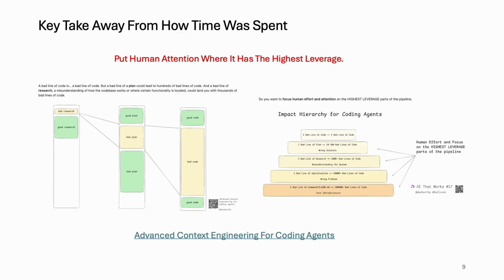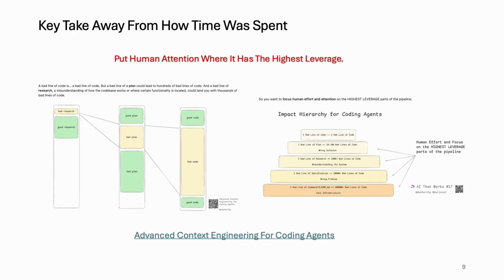It's not just how much time you spend, it's where you spend it. A bad line of code is usually easy to fix. A bad plan is harder. But a bad assumption or vague specification, that's where things really spiral. On the left, you can see the compounding effect. If research or understanding is off, even good coding effort can still produce the wrong result. You end up writing a lot of code that works, but solves the wrong problem.